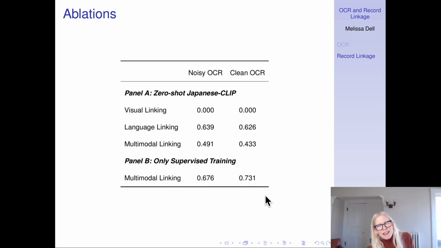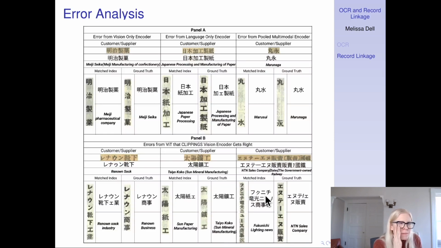The reason for that, again, is it doesn't make sense to be pooling the language and the image representations if the space hasn't been aligned. So this self-supervised pre-training, where we incentivize the model to create a similar representation for the image of a firm's name and the text of its name, is an important part of this process.